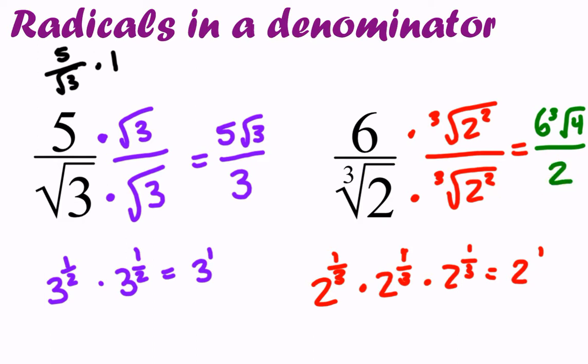Again, look at the final result. We might be finished, we might not. Turns out we can reduce the 6 and the 2, and this final answer, I'll put it down here, would be a normal 3, and then the third root of 4 is still here.